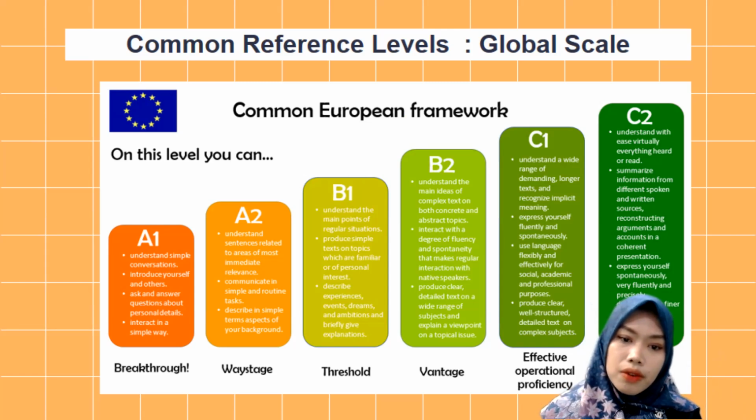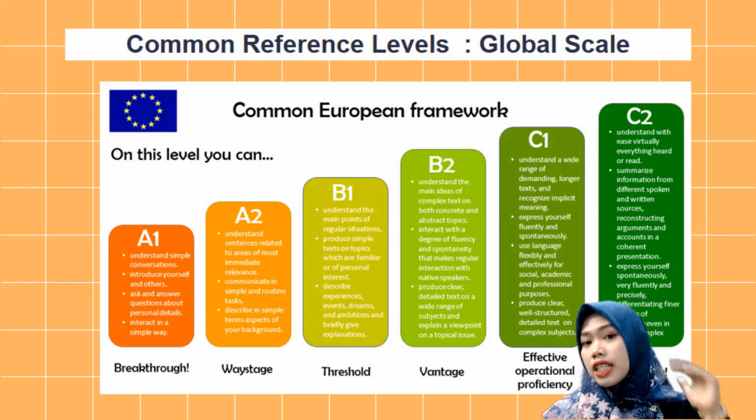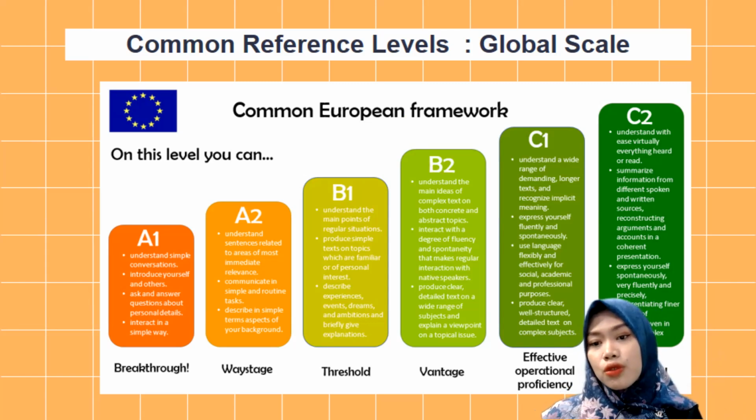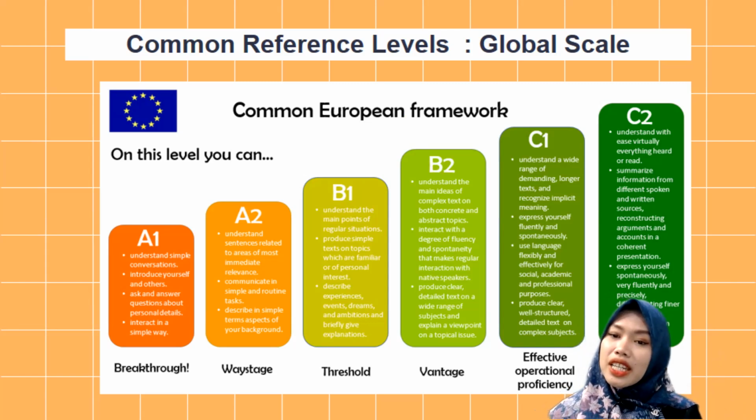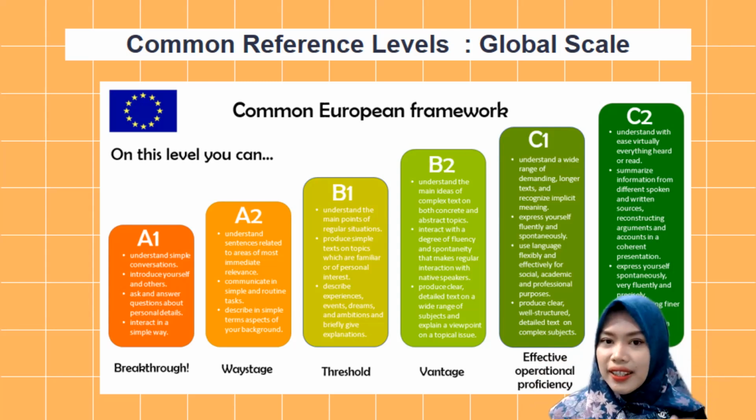And then for B1, understand the main points of regular situations. And then B2, understand the main ideas. C1, understand a wide range of demanding, longer texts and implicit meaning. Okay, for C2 is mastery. So at C2, we should understand virtually everything heard or read. Okay.